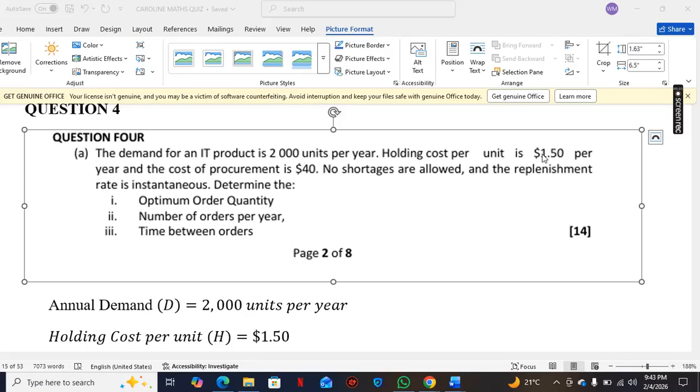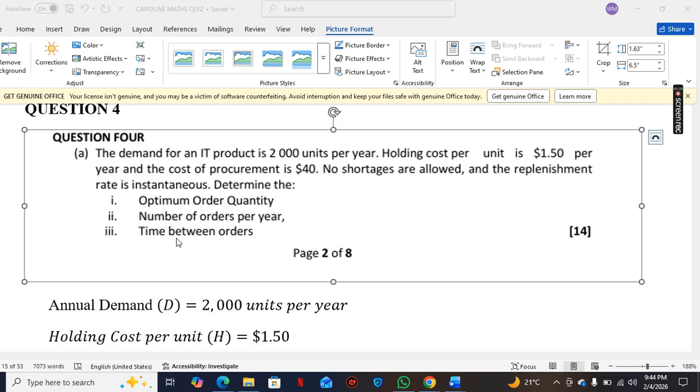Holding cost per unit is $1.50 per year, and the cost of procurement is $40. No shortages are allowed, and the replenishment rate is instantaneous. Determine 1. The optimum order quantity, 2. The number of orders per year, and 3. The time between the orders.